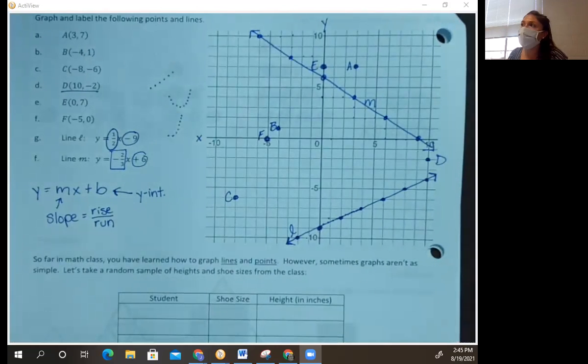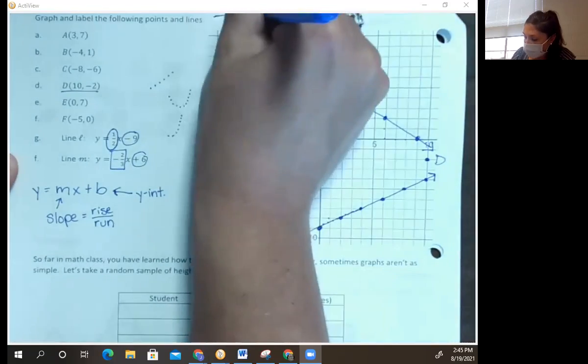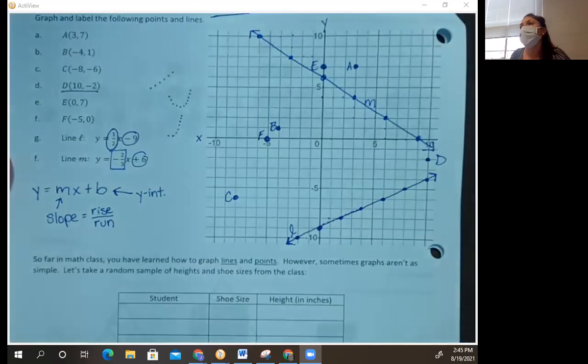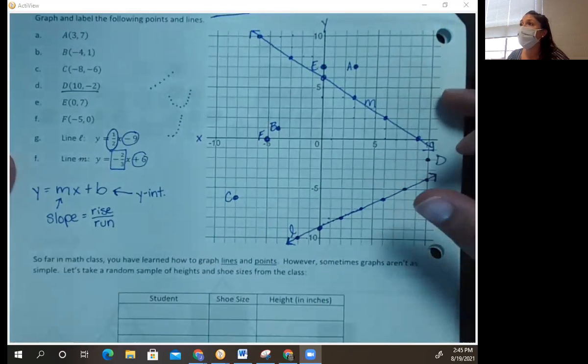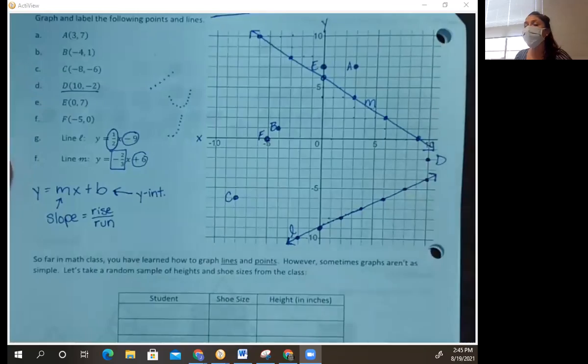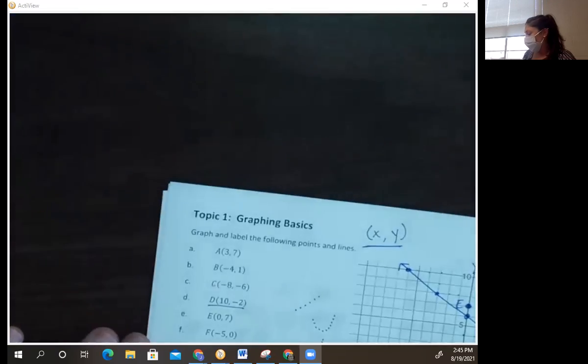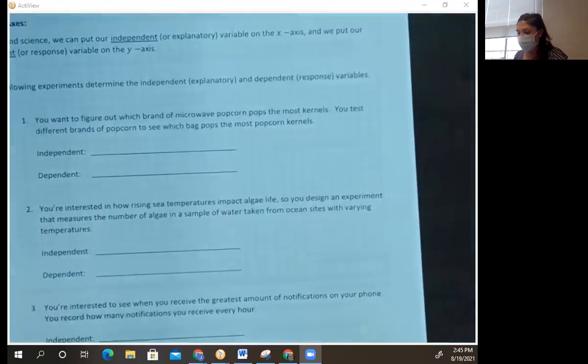One of the first things we're going to talk about is back to the first thing that we looked at here, X and Y. If I'm talking about information that I collected and I want to represent it in a graph, I have to decide what's the X and what's the Y. That's the very first thing we need to do. So on the next page, flip over to page 5 for me.